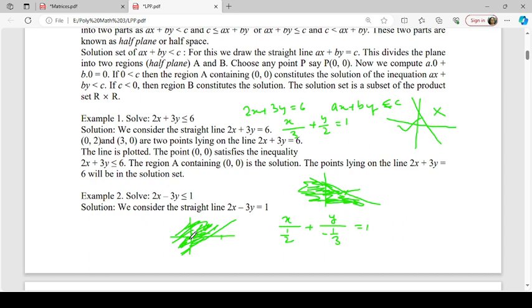If it is not 0 0, we can also write minus 2 1. So minus 2 1 is here. This is the region containing minus 2 1. So this is the solution of this inequality.